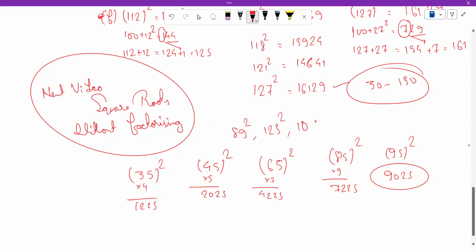So find me a square of 103, 107, 93, 81, tell me 78 square. So these are the things you have to practice. You can do more practice for better grip on this particular topic.